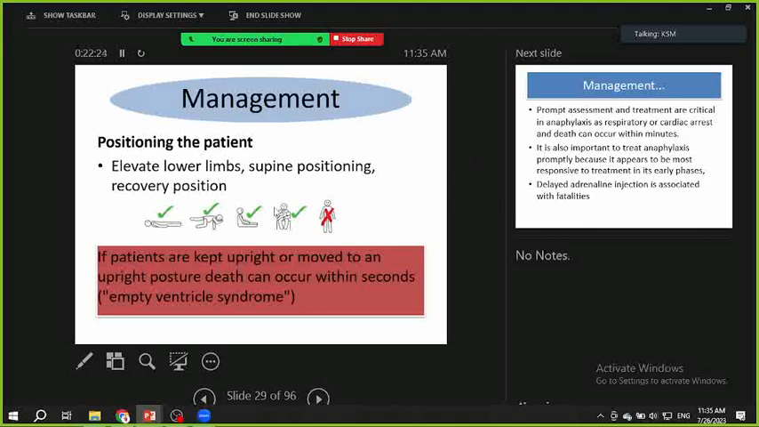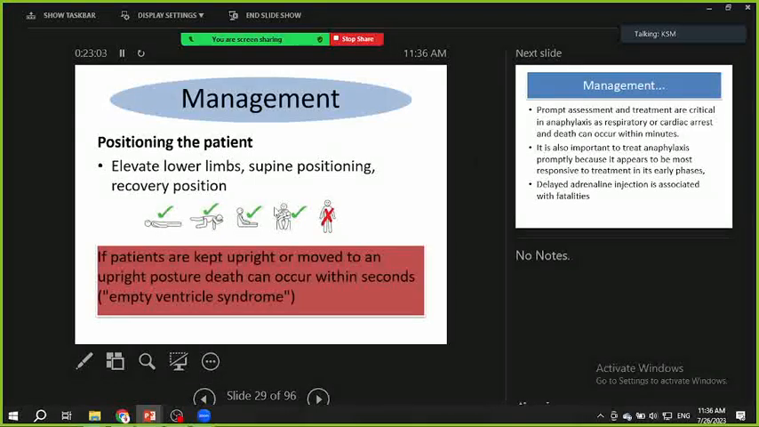Right. And this is very important. If a patient is kept upright or moved to an upright posture, death can occur within seconds. This is called empty ventricle syndrome, because the ventricle has no blood at all. If you keep the patient in an upright position, the patient is going to go into either asystole or pulseless electrical activity, and you should be able to manage this patient because the ventricle is empty. So don't keep the patient upright. If the patient says, I need to urinate, I have to go there, don't say okay, go and come. Don't ask the patient to do that. The best thing is to keep the patient in supine position.